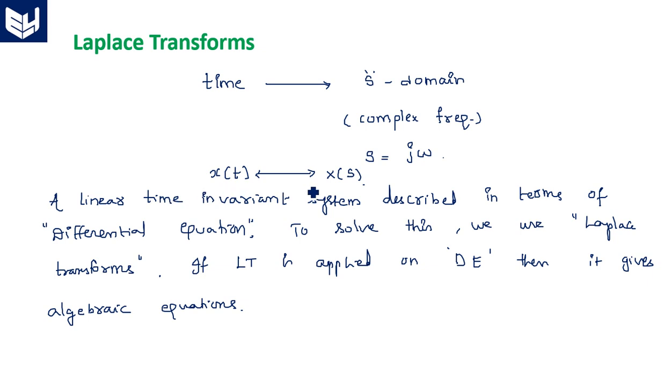Any linear time invariant system is described in terms of differential equations, like dx(t)/dt plus d squared x(t)/dt squared, like that we will have a differential equation. That differential equation is generally solved by using the Laplace transform. Whenever we apply the Laplace transform on these differential equations, it gives algebraic equations. Now let us see the definition of the Laplace transform on the signal x of t.